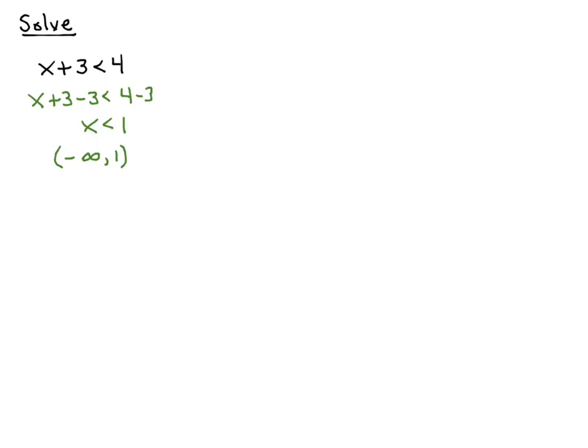So any number less than 1 fits in there. So if I say negative 2 is certainly less than 1, so negative 2 plus 3 is going to be 1. 1 is less than 4, so we're true in that case. Okay, let me try a different one. We'll get a little bit more complicated as we go along.